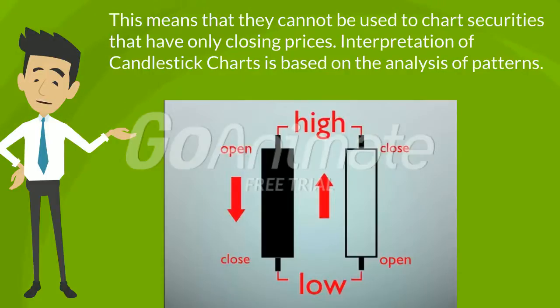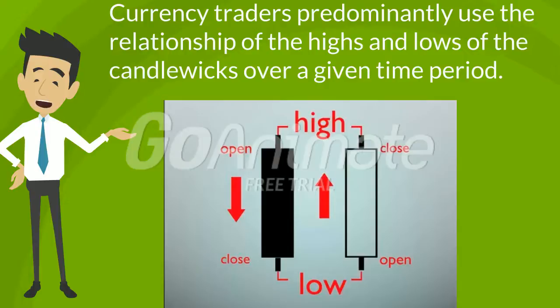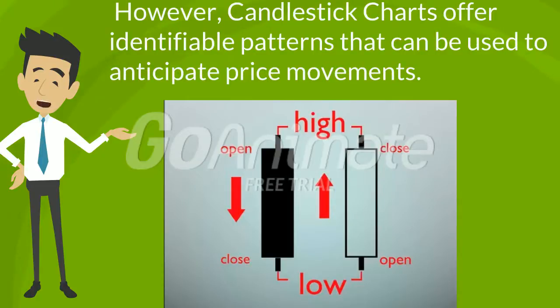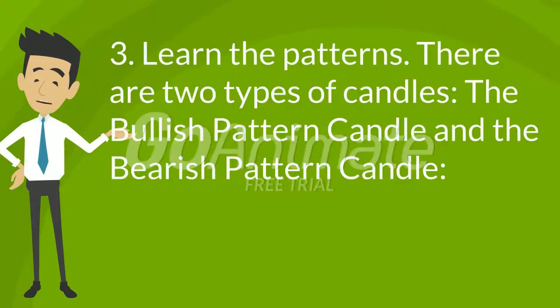Interpretation of candlestick charts is based on the analysis of patterns. Currency traders predominantly use the relationship of the highs and lows of the candle wicks over a given time period. However, candlestick charts offer identifiable patterns that can be used to anticipate price movements. 3. Learn the patterns. There are 2 types of candles: the bullish pattern candle and the bearish pattern candle.